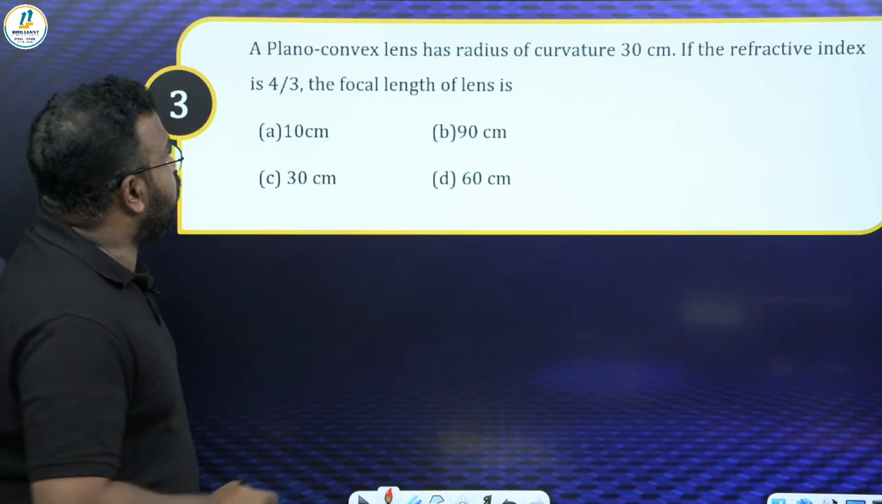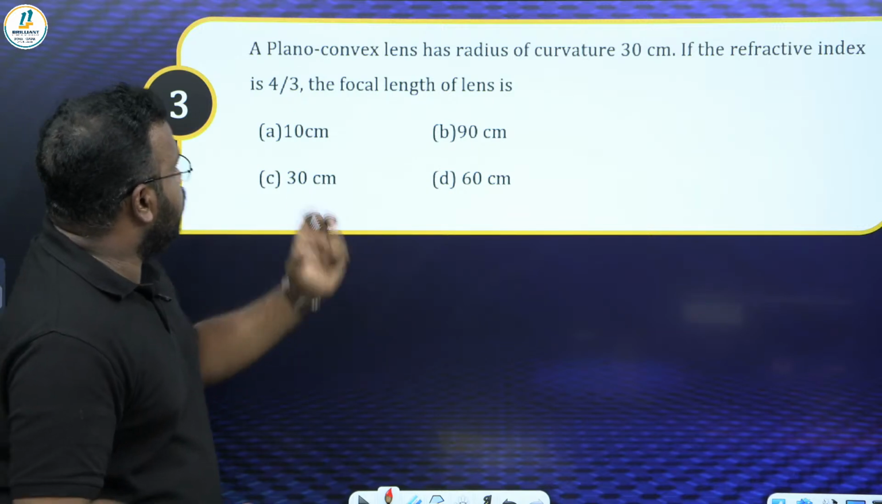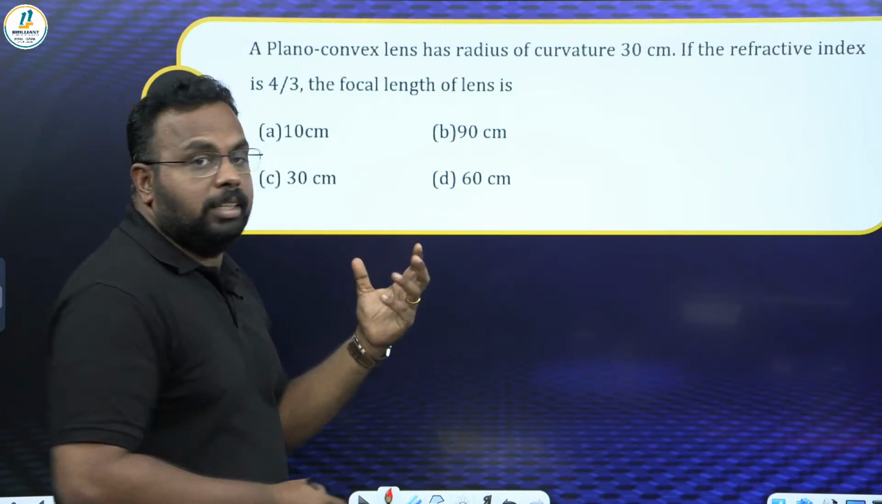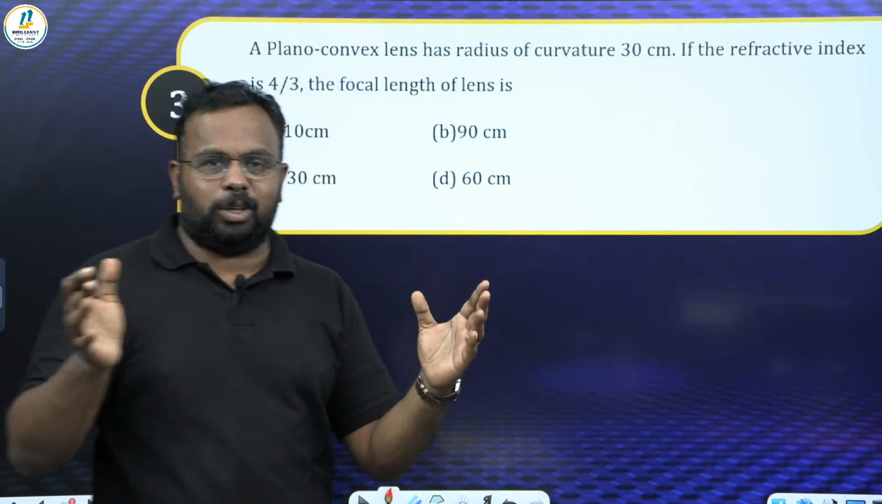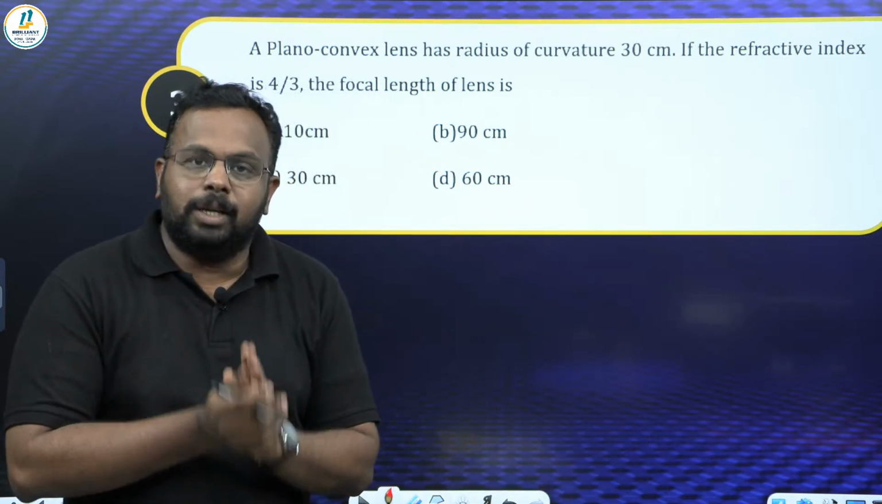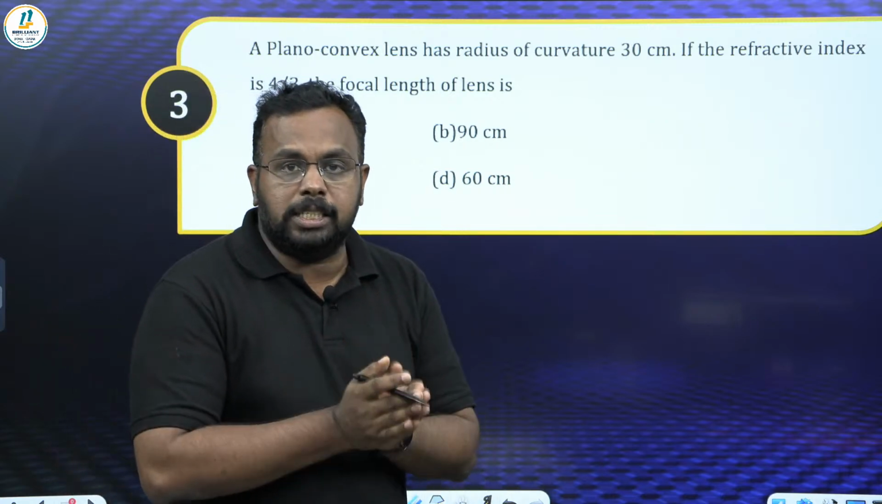A plano-convex lens has a radius of curvature of 30 centimeters. If the refractive index is 4/3, then the focal length is? Which formula? The most important topic from the ray optics chapter. What is it? It is the lens maker's formula. So this is a question based on the lens maker's formula.